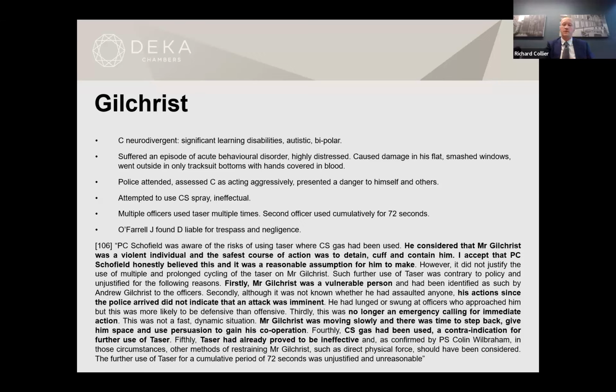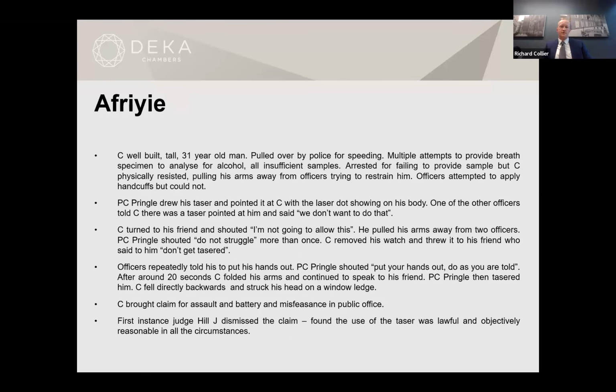Finally, the taser had already been proven to be ineffective. So one wonders why the thought was, okay, well, it hasn't worked for the previous 30 seconds, but I'll do it for another 40-odd. Moving on to Afriyie, this is one of the two leading Court of Appeal decisions.